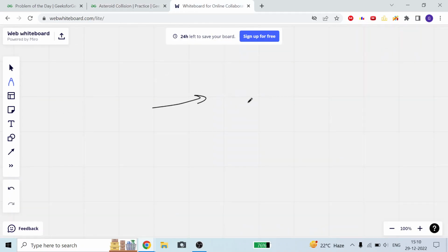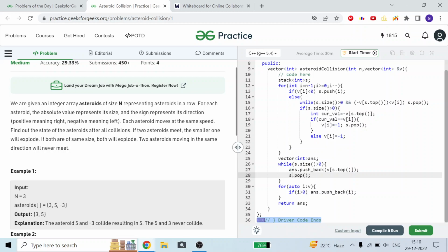Suppose one asteroid is moving this way and another is moving that way, so there is a collision between them, and there are some conditions which determine the effect of this particular collision. We have to find the final state of the asteroids. So what happens if two asteroids meet? The smaller one will explode.